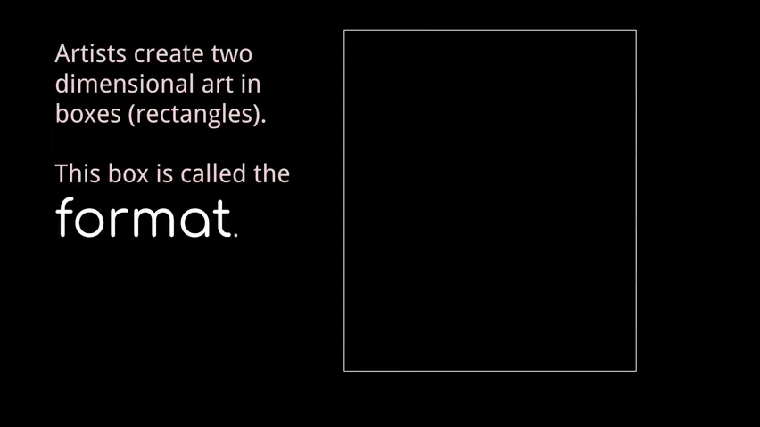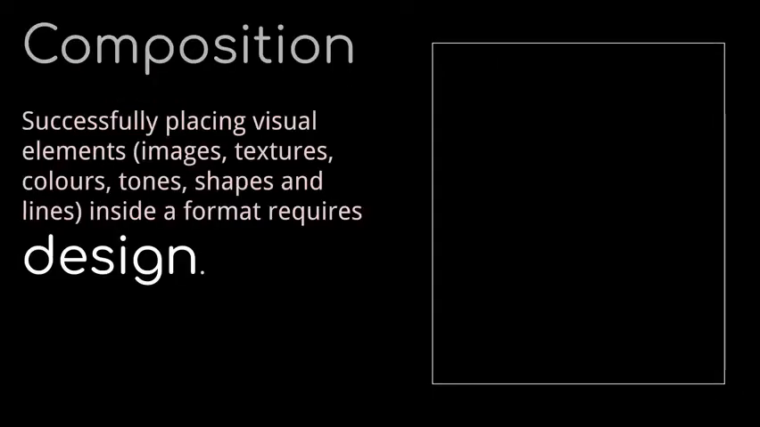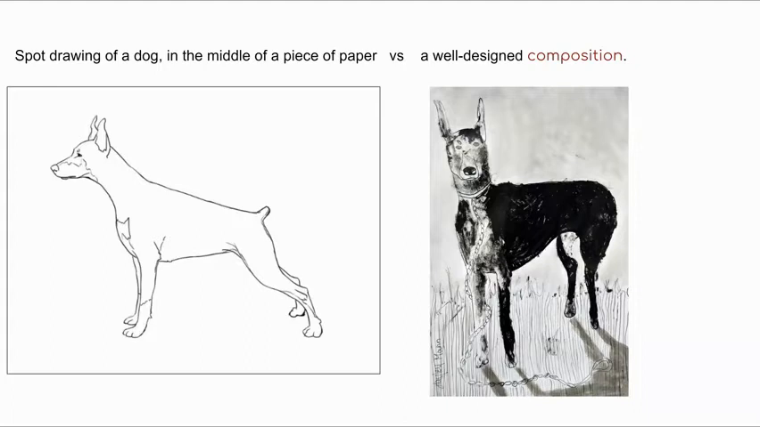First of all, when we're talking about two-dimensional art, we recognize the format, which is the box that our composition is designed in. Now, what is composition? Basically, composition involves all the visual elements and the process of arranging them inside that box, inside that format. Visual elements include things like the actual images, but also textures and colors, values, shapes, lines, all those things that we make art with. And so the designer or the artist has to make choices about where those visual elements go inside the box.